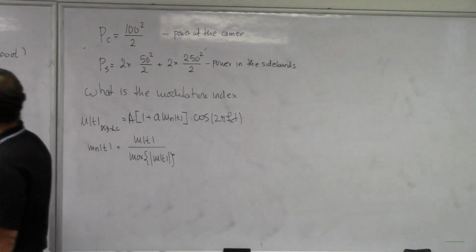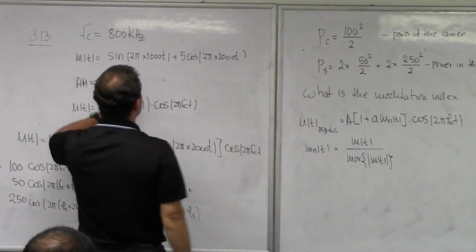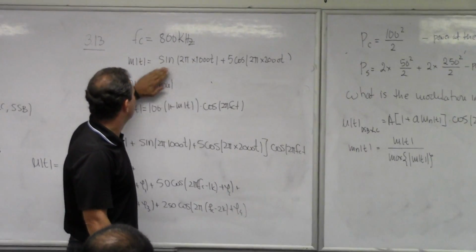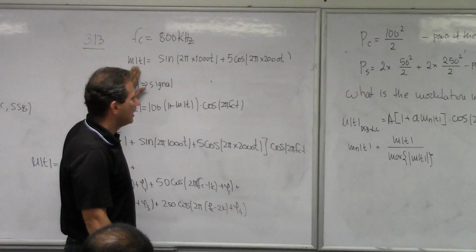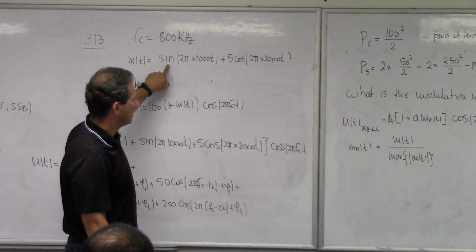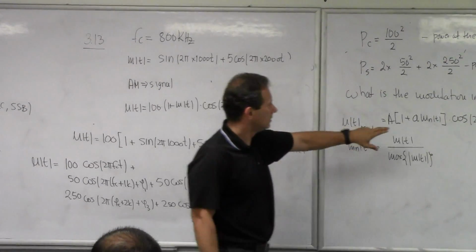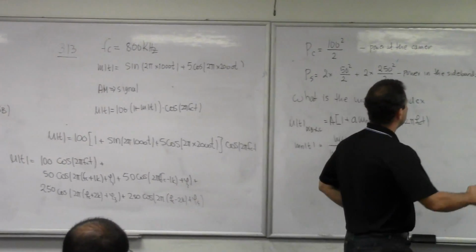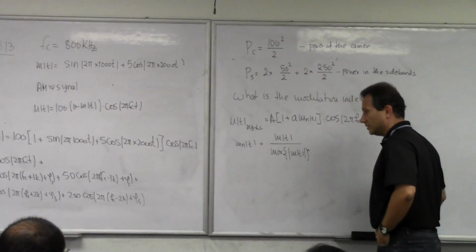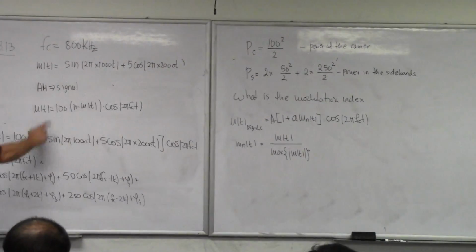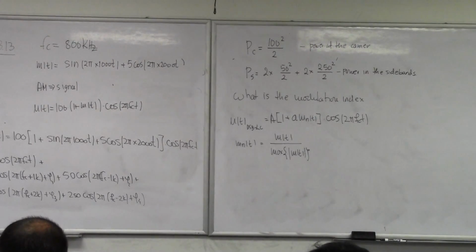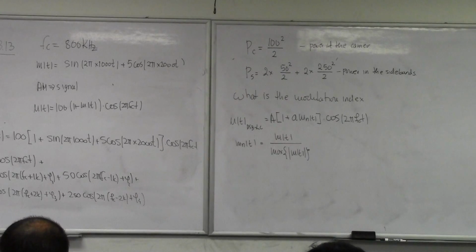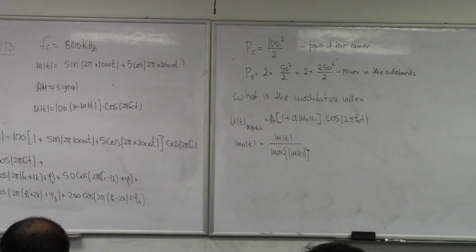So if you treat this as m of t, then what you need to find out first is the maximum of this one, right? And you divide by the maximum of that. And then 1 over that becomes your index. So what I would do is plot this first and determine the maximum value. I mean, you can take the derivatives and stuff, but that takes time.